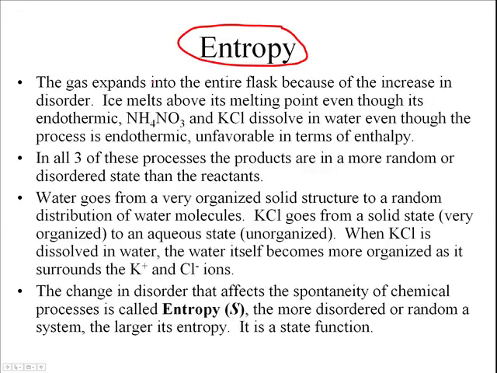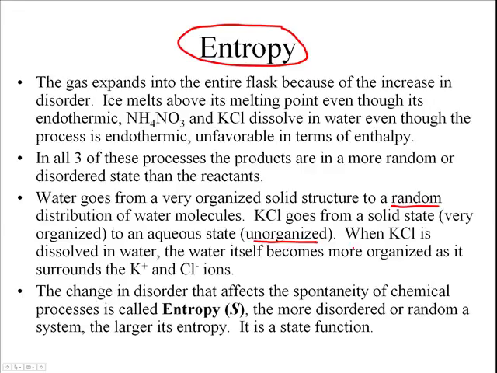Ice melts because it's becoming less ordered. Ice is solid, liquid is less organized. Okay. In all three of these processes mentioned up here, you're going from a more organized state to a more random state. Water goes from a very organized solid structure to a random distribution of water molecules. KCl goes from a solid state, which is very organized, to an aqueous state. Okay, when things are dissolved in water, they become much more random.